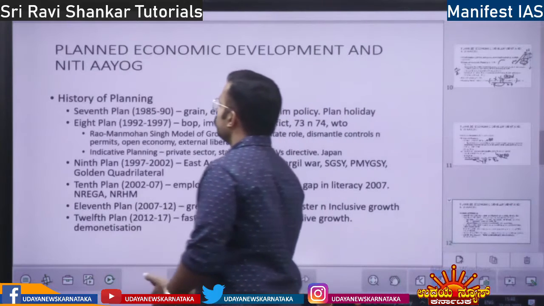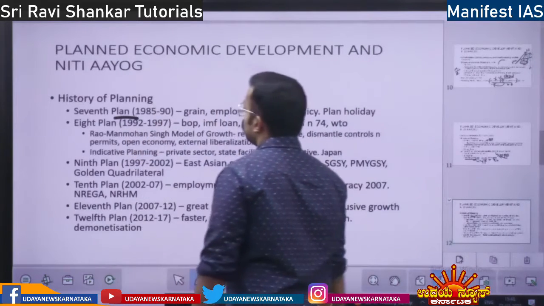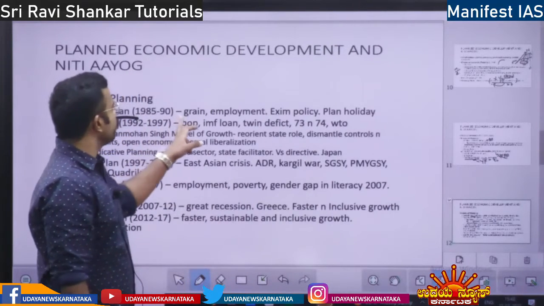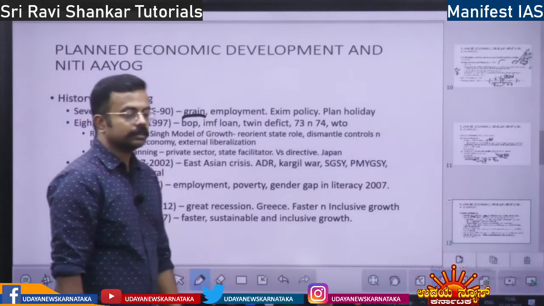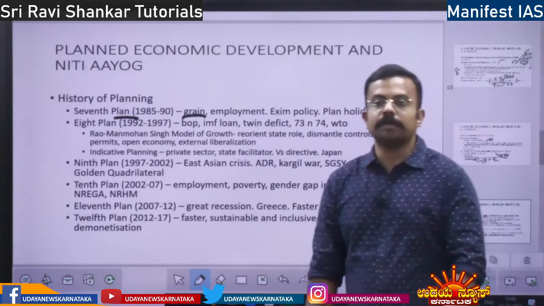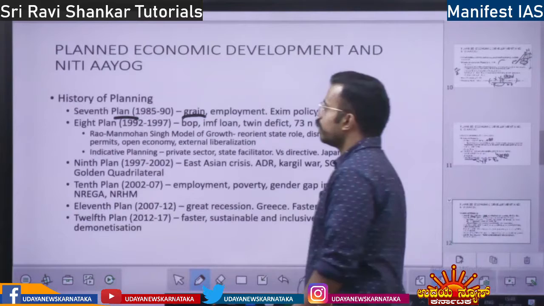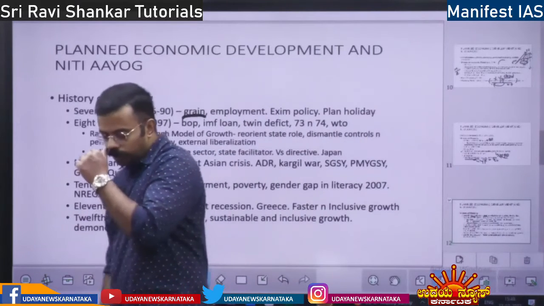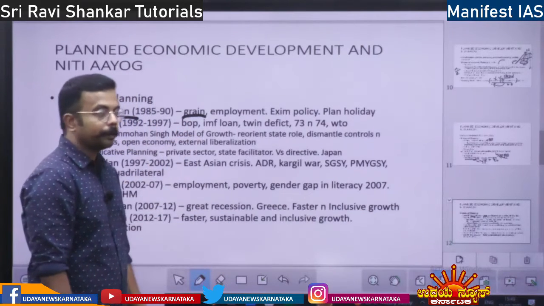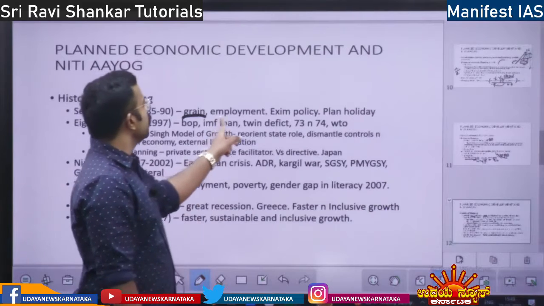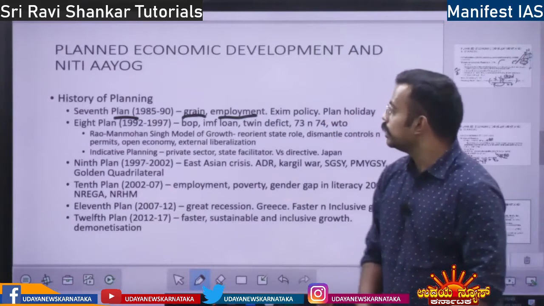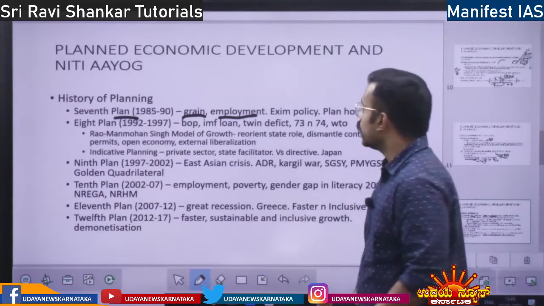Next, the seventh plan. In the seventh plan we have the Rajiv Gandhi government. Here they focus on grain development. Grain means food grains. Food grains have to be manufactured a lot. The seventh plan is from 1985 to 1990. Apart from that, they focus on increasing employment in the seventh plan, under the Rajiv Gandhi government.